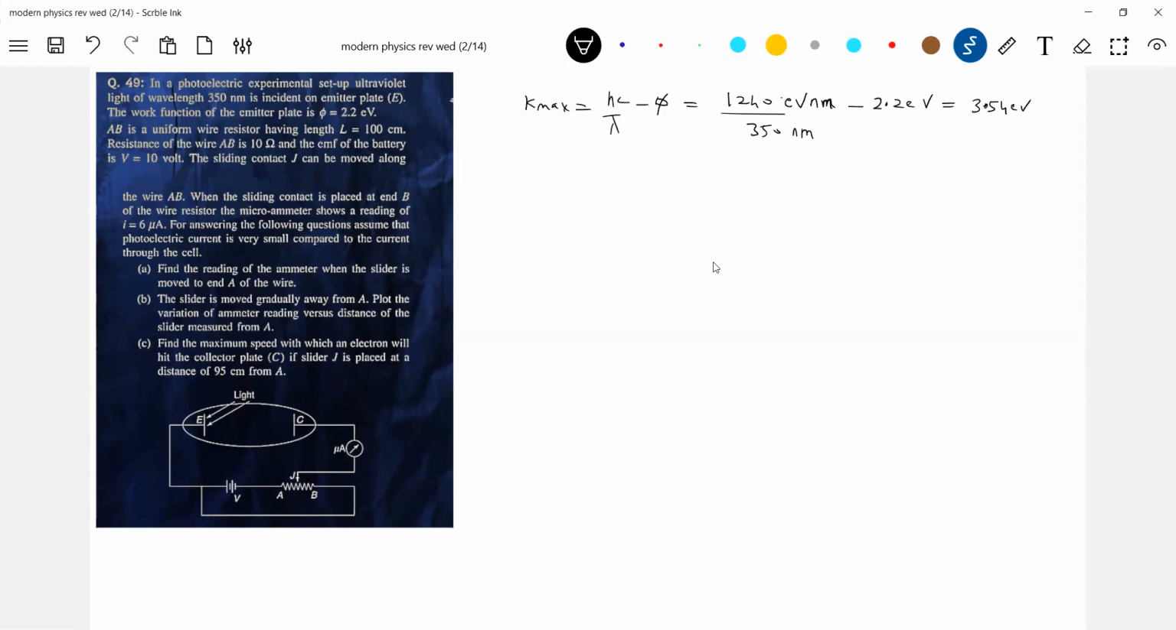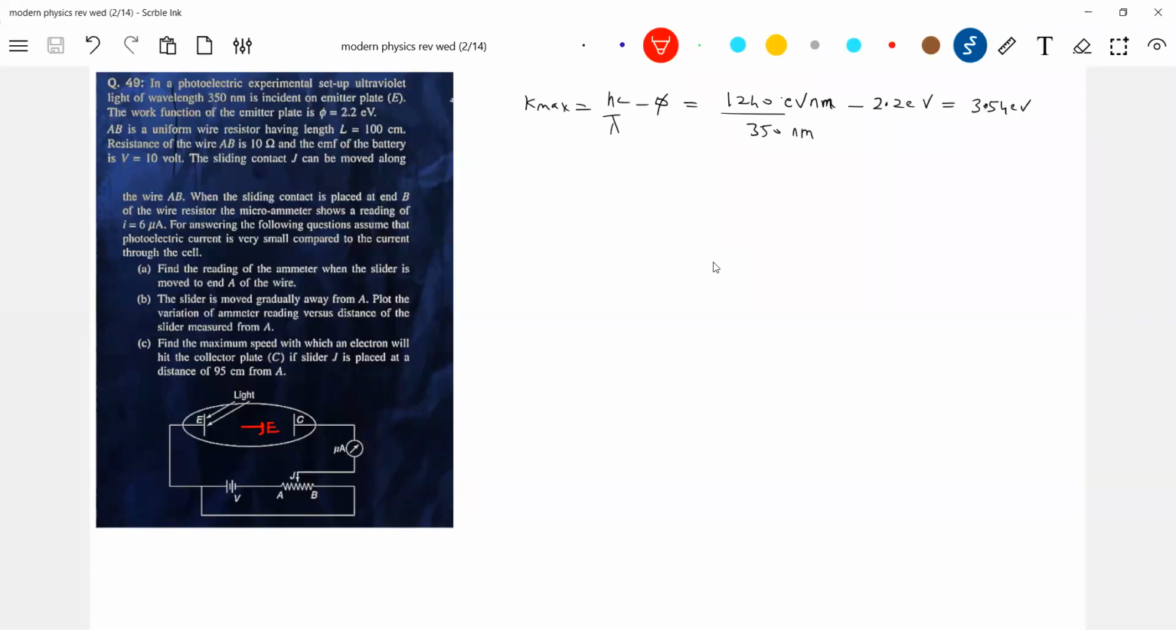Okay, look at the polarity now. The electric field will be acting in this direction. So the moment you connect a cell, you bring this into the picture. What that electrostatic field will do is decrease the kinetic energy of the ejected photoelectron. Okay, now let's get into the problem.